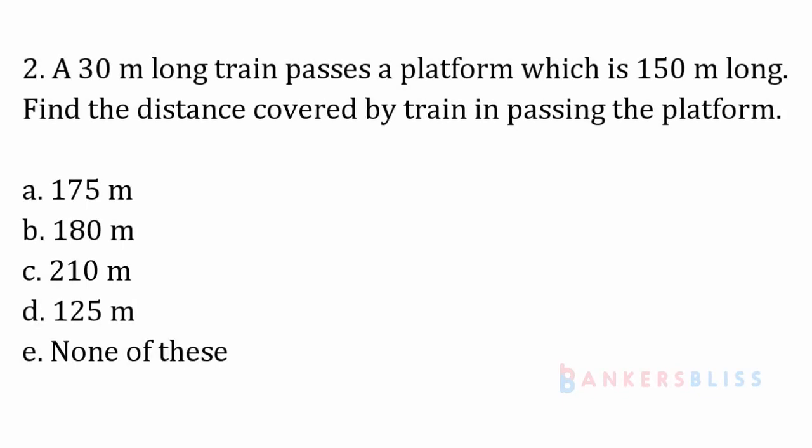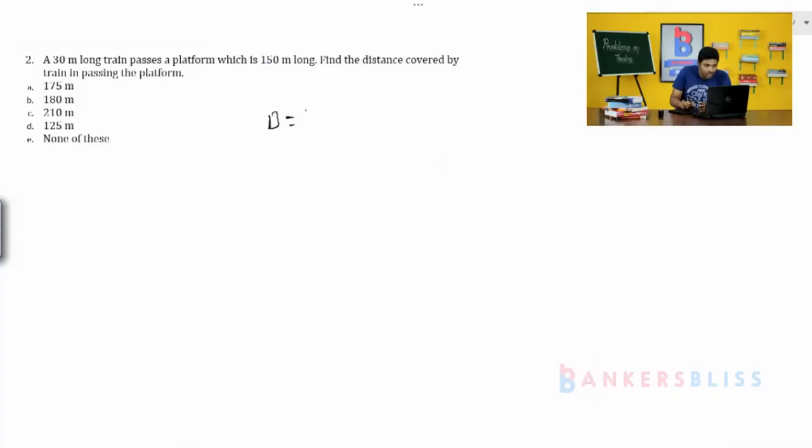Problem number 2. A 30-meter long train passes a platform which is 150 meters long. Find the distance covered by the train in passing the platform. When it is going to cross a platform, bridge, tunnel or another train, we have to consider the distance as both their lengths. So distance is equal to the length of the train plus the length of the platform, which is 30 meters plus 150 meters, which is equal to 180 meters. So option B is your right answer.